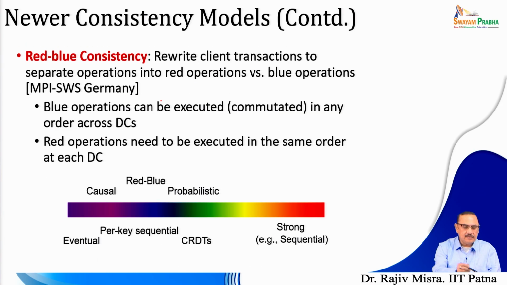Red-blue consistency: here we can rewrite the client transaction to separate the operations into red operations versus blue operations. The blue operations can be executed in any order across data centers. Red operations need to be executed in the same order at each data center.